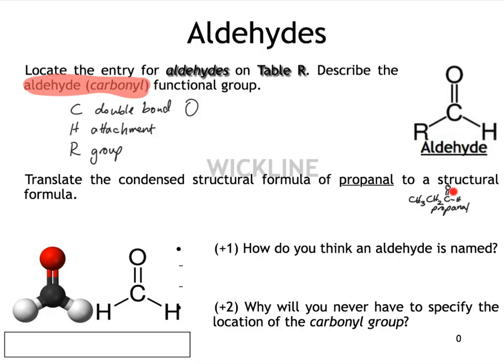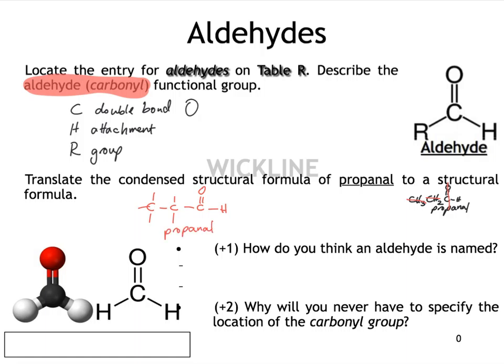And what I want to do here is translate the condensed structural formula into a structural formula. So I'll do that now, bit by bit. The CH3 would really be this. And the CH2 would be that. The C double bonded O would look like that. And then you have the H attachment. And we're all good. Now this is called propanal.